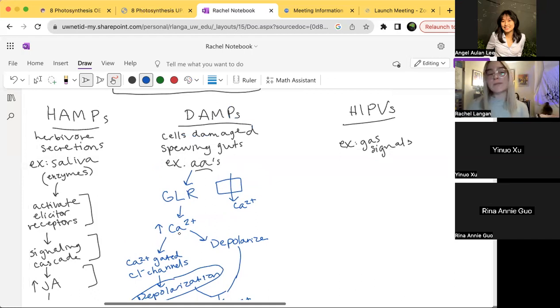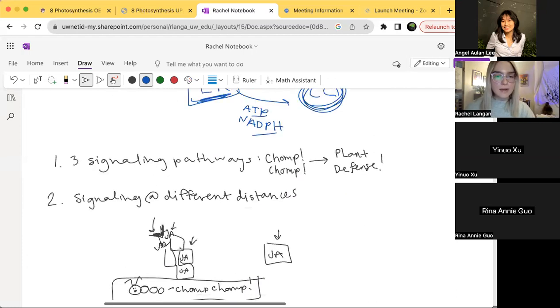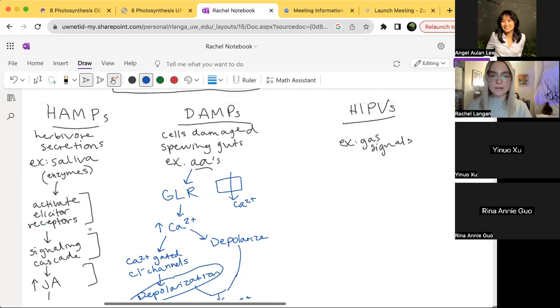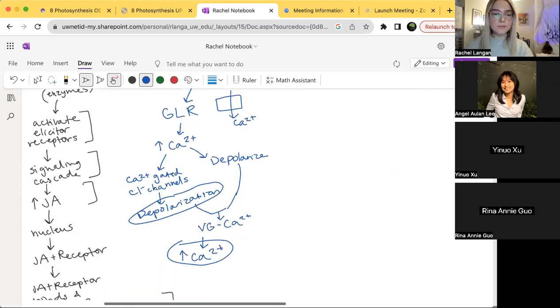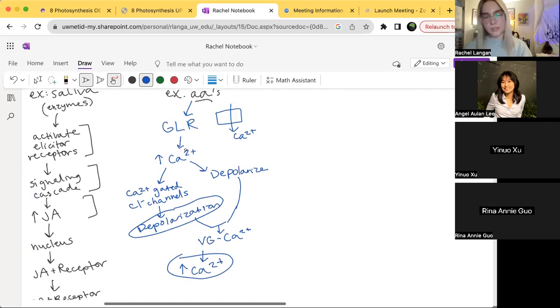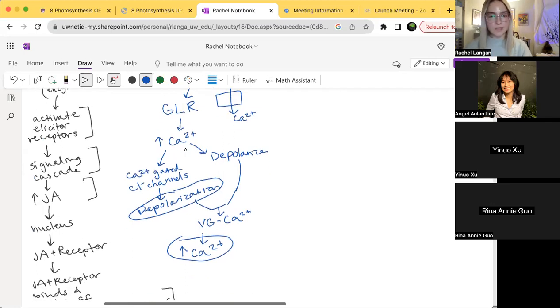No. So definitely I would not consider either one of these only local or only systemic. And I'll get to how they signal at different distances, how all of these relate to those different distances too. Okay, thank you. You're welcome. So right here, all I'm saying now is you need to know the specifics of this signaling cascade and all these receptors and all the channels they activate.